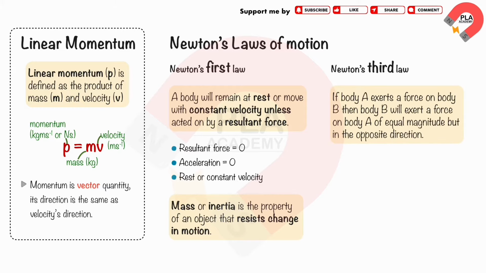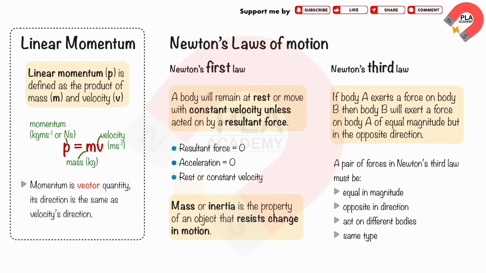Newton's third law of motion states that if a body A exerts a force on body B, then body B will exert a force on body A of equal magnitude, but in the opposite direction. So, we can conclude that a pair of forces in Newton's third law must be equal in magnitude, opposite in direction, act on different bodies, and be the same type of forces.